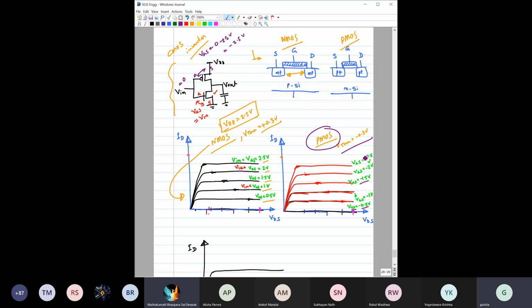How can we relate this VGS for this PMOS with this VIN? Let's see. Who can tell me? How can we relate this VGS for PMOS with this VIN? It's very easy, but still I am asking. VDD minus V.